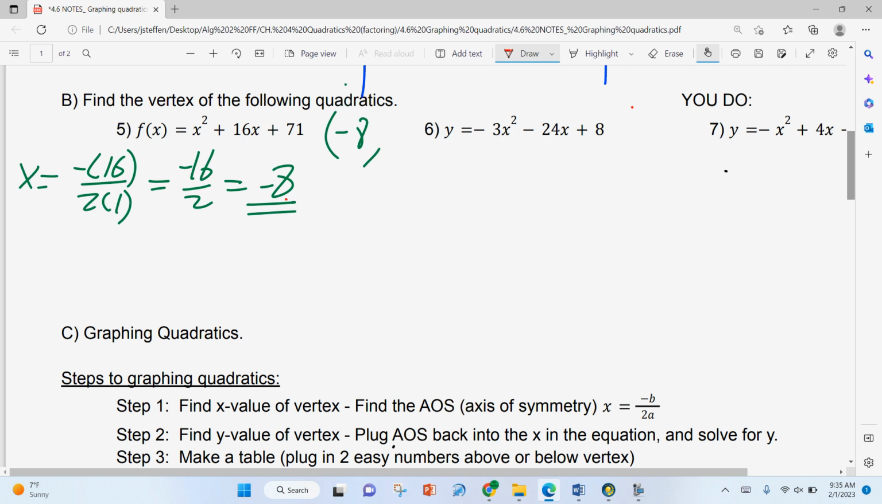X value, and this is what we're going to do two things. Once we get out of this C, we're actually graphing. Once we have the x value, to find the y value, just plug that into your x's. This is where it definitely helps to have parentheses. (-8) squared plus 16 times (-8) plus 71.